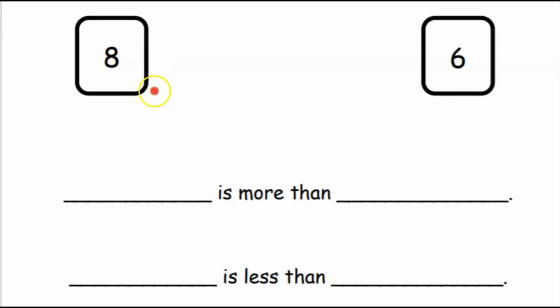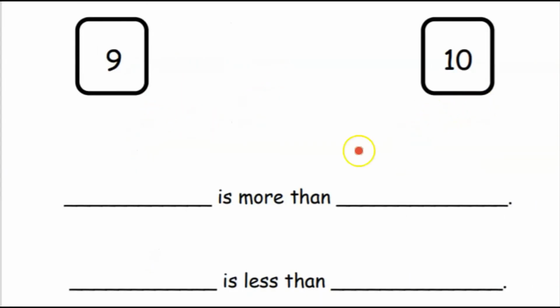If you drew circles, you noticed that there were more circles for the number 10 than 6, which means 10 is more than 6. These two numbers, 8 and 6, we know that 8 is a bigger number, so 8 is more than 6, and 6 is less than 8. Looking at 9 and 10, we know 10 is a bigger number, so 10 is more than 9, and 9 is less than 10.